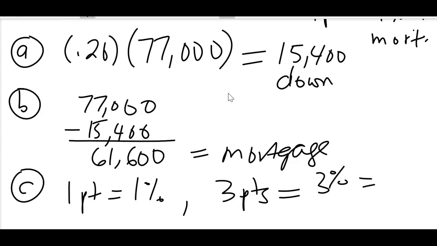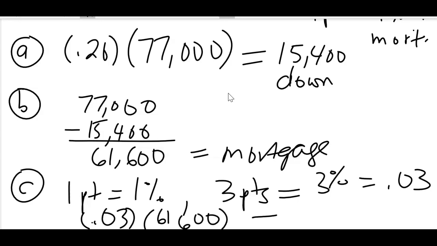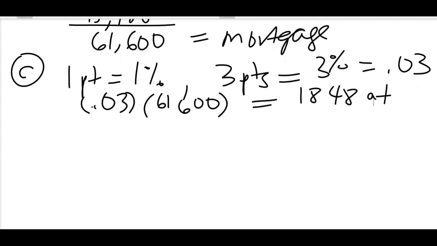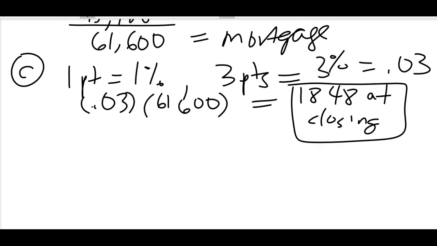So 3% is the same as 0.03. So all we have to do is multiply 0.03 by the mortgage amount, 61,600. Okay, so 0.03 times the 61,600, and we find out that they have to pay $1,848 at closing. Okay, so that answers that question.